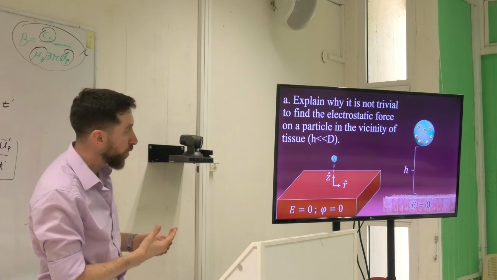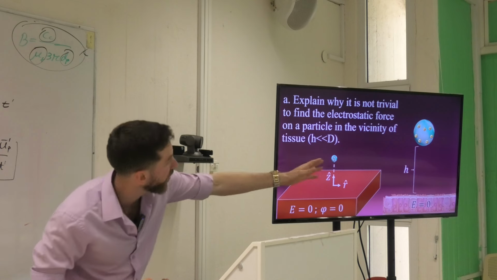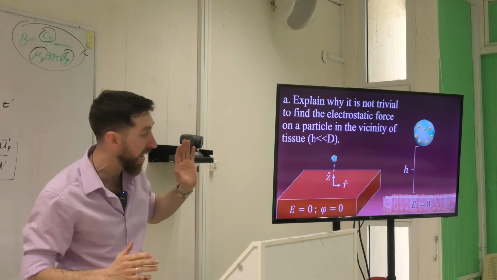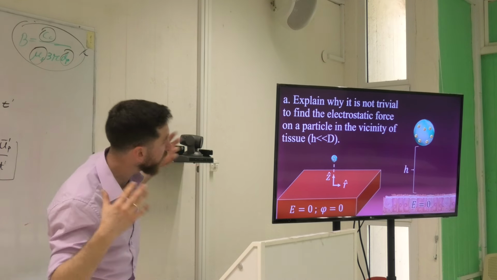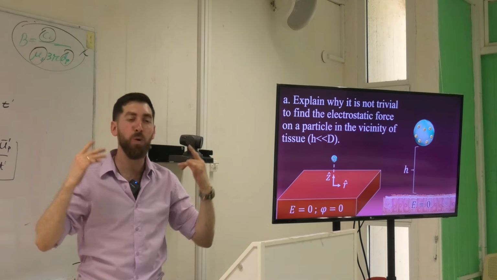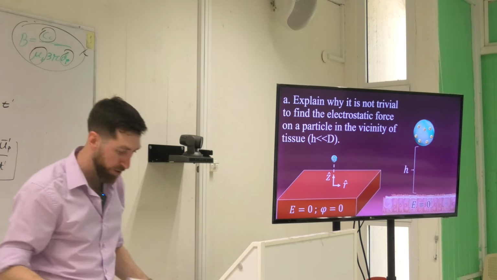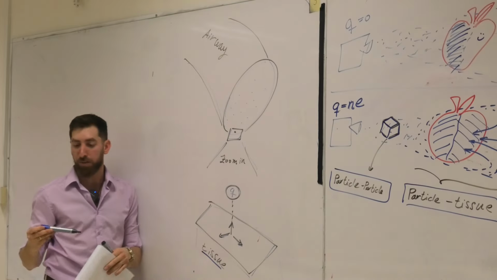So my question to you is, we have some charged particles with some electrons, I know, there are 7, something like that, at an altitude h above the tissue, okay? Explain to me why it's not trivial to calculate the electrostatic force. Let's go to the board.